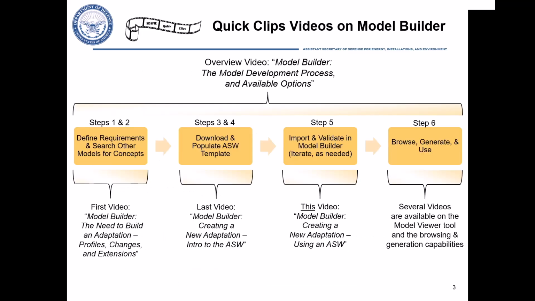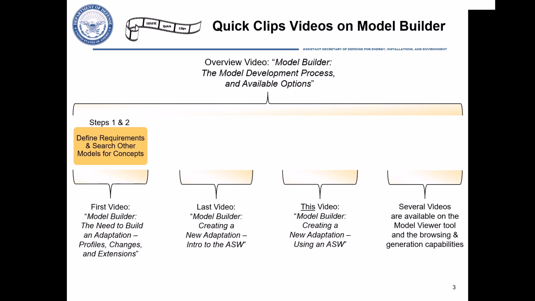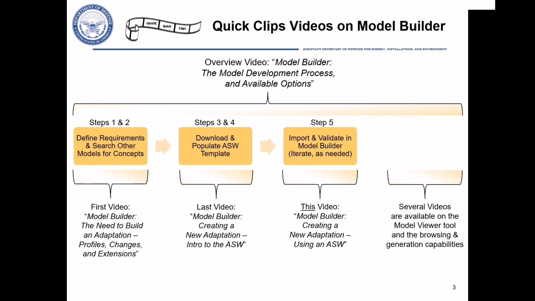This is the 6-step process for developing an SDSFIE V-compliant model using the Portal Model Builder tool, displayed with the quick clips videos that demonstrate those steps. The first video demonstrated steps 1 and 2, defining requirements for the target adaptation and recording elemental level profile, extend, and change decisions relative to the parent model. The last video covered steps 3 and 4 and examined ASW workbooks in depth, and in the process finalized the one used in this video, which covers step 5.